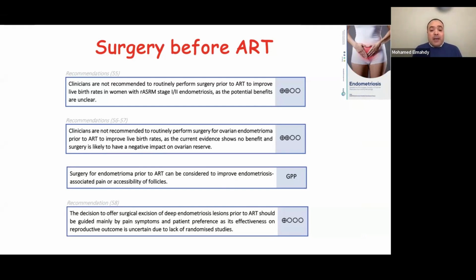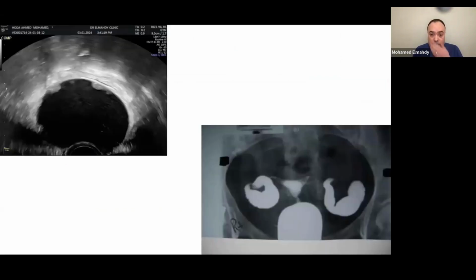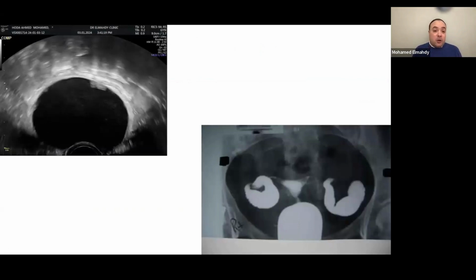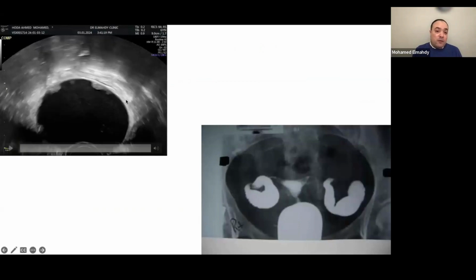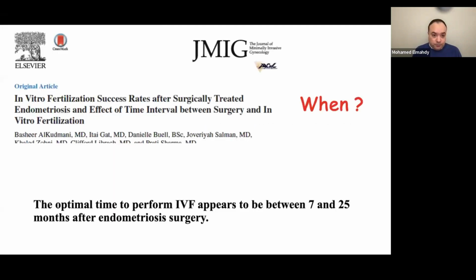The decision to offer excision of deep pelvic endometriosis lesions before ART should be guided mainly by the pain symptoms and patient preferences because it doesn't affect the probability of pregnancy after ART. Also, if you have a case with hydrosalpinx, you should go for surgery for hydrosalpinx before going for IVF. If you have a chocolate cyst and you are not sure of the diagnosis, or you have an atypical chocolate cyst or a rapidly growing chocolate cyst, I think you should go for surgery in order to confirm the diagnosis.